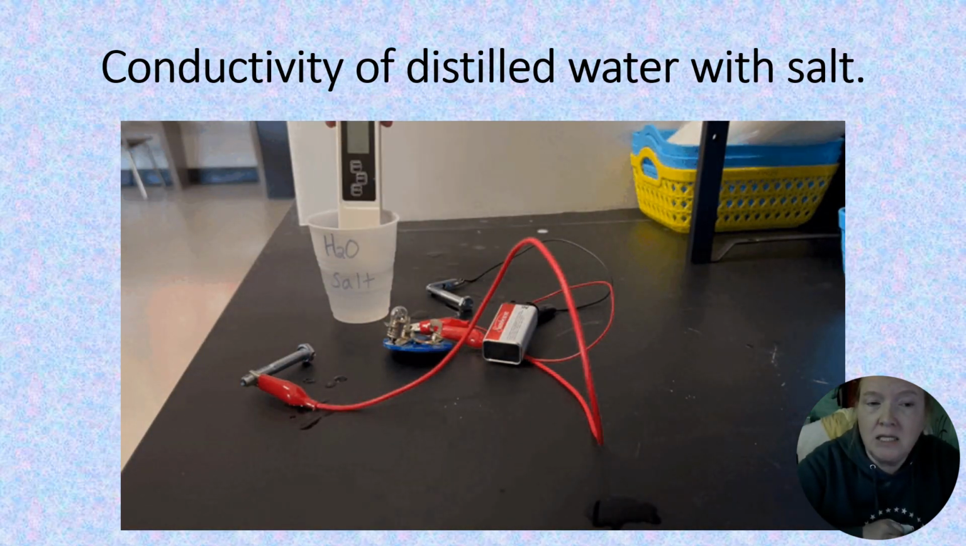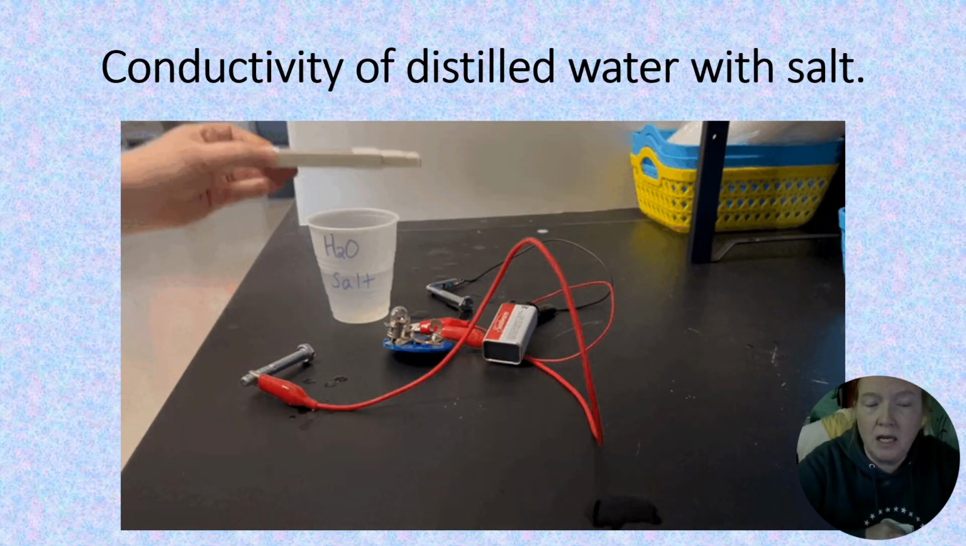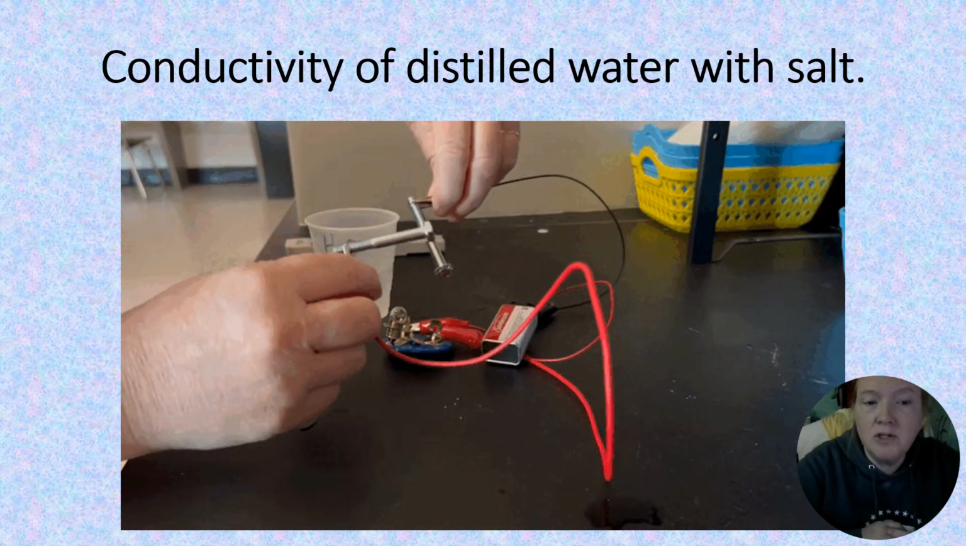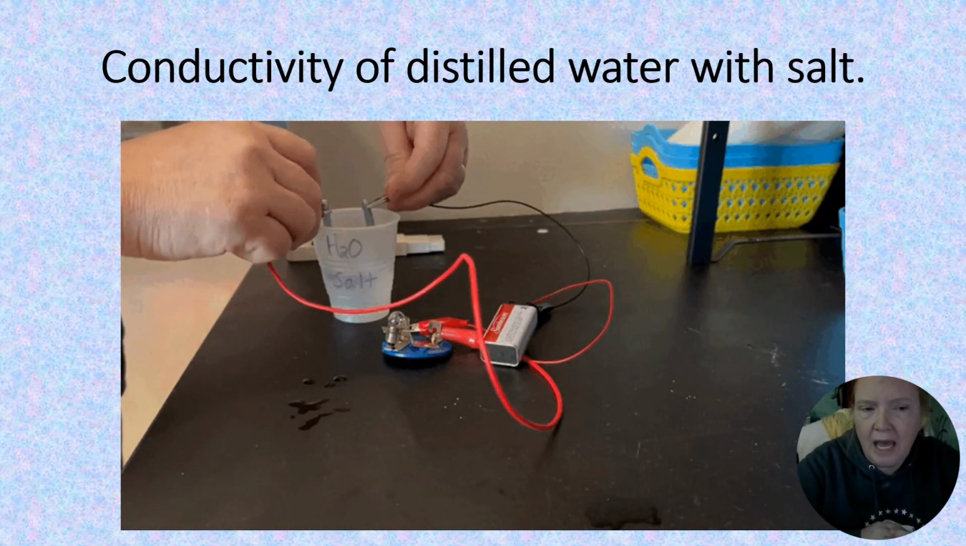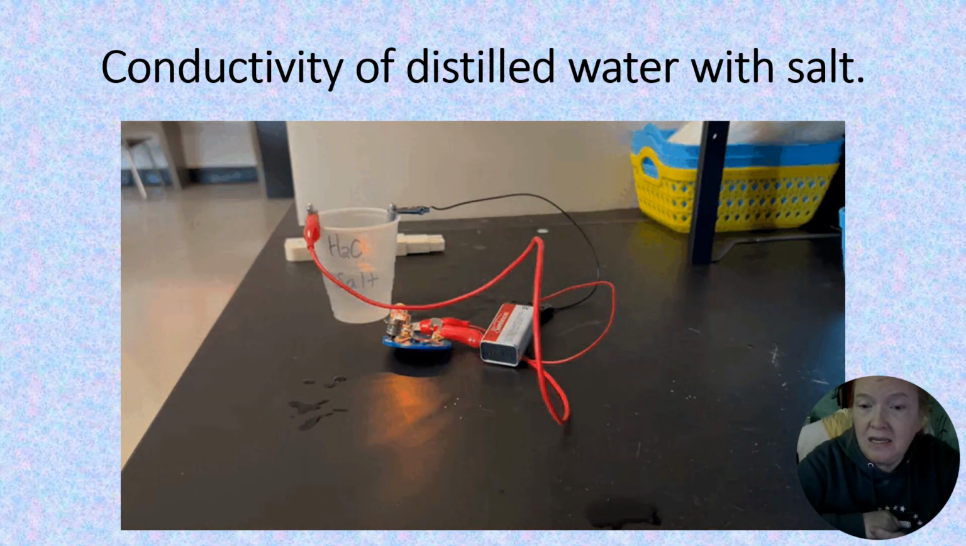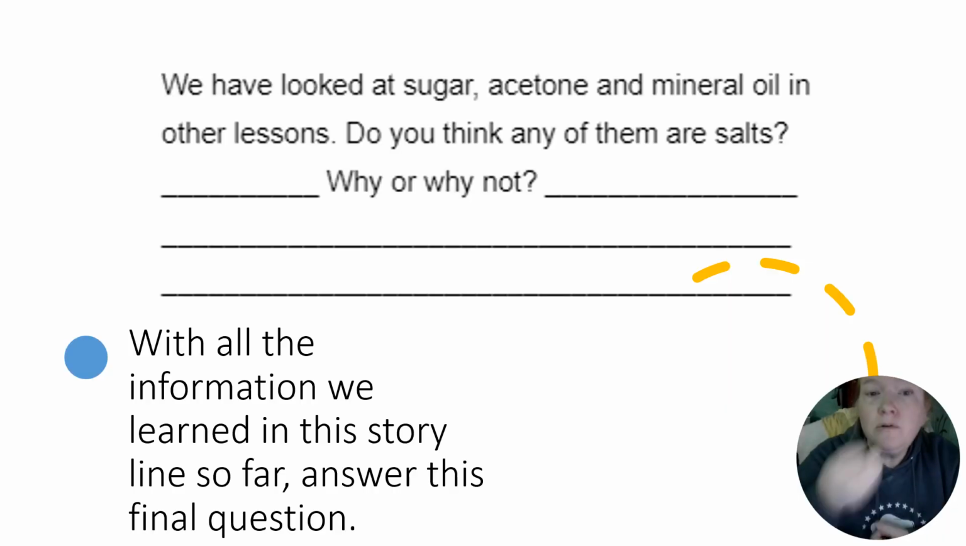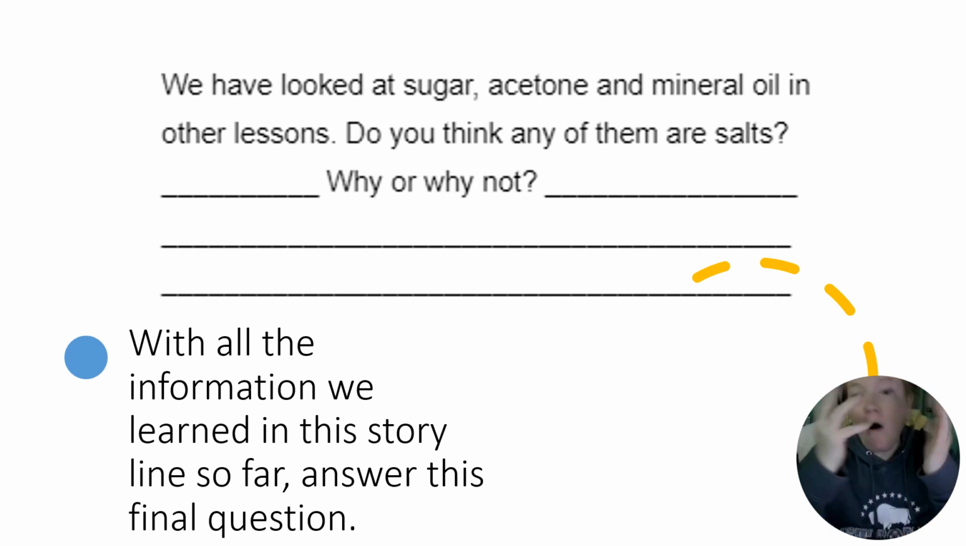All right, and now here is the conductivity of distilled water with salt. Okay, and again, testing the same thing, there was the conductivity meter, so you could see the value. And now let's look at the circuit when the circuit is completed in the water, distilled water with salt. Okay, so now you should be able to answer this question maybe a little bit more accurately. So do you think any of those things that we looked at previously, sugar, acetone, mineral oil, are salts, yes or no? And explain why. So with all the information we've learned so far in this storyline, answer this question.